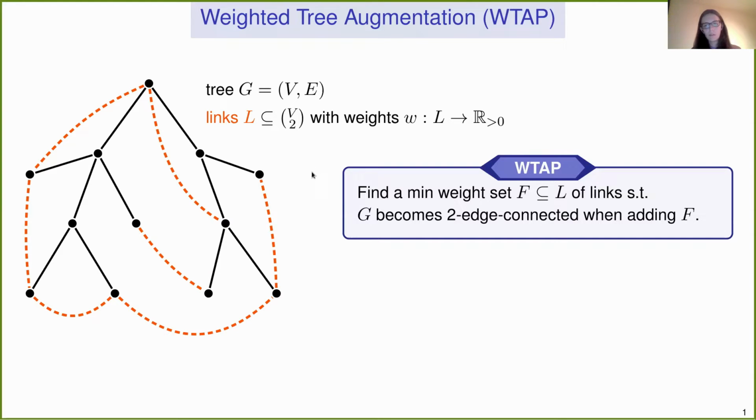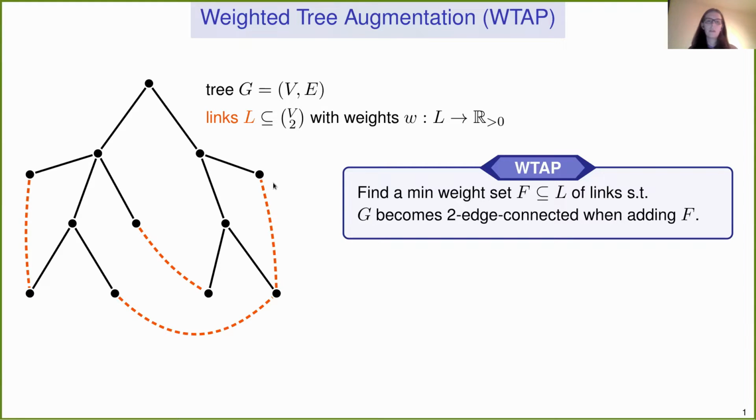These links come together with non-negative weights that are given by this weight function W here. Now, our goal in weighted tree augmentation is to find the minimal weight subset of the links that we can add to our tree G to make it 2-edge connected. So as an example, those 4 orange links here in the picture on the left would form a feasible solution because if we add those to the tree G, we obtain a 2-edge connected graph.